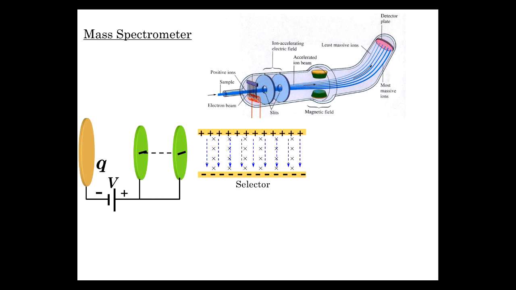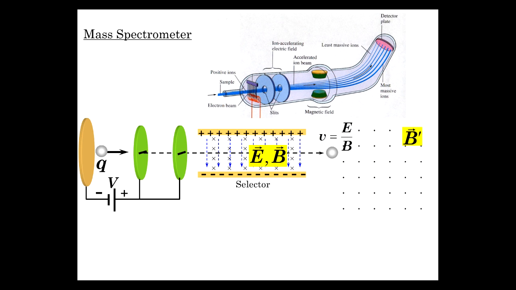So let's look at the details again. So here's the part that accelerates the charge, and we're going to have a positive charge here going through the slits with a known amount of work done to it based on this V and the Q. So here we have our electric field and magnetic field to select the particles. The velocity that the ones coming through straight will have is E over B again.